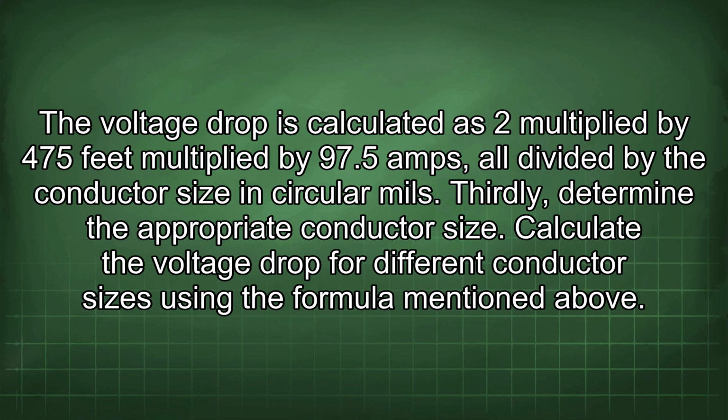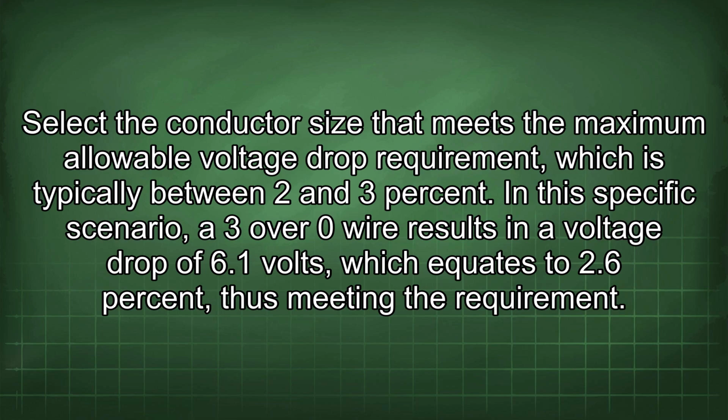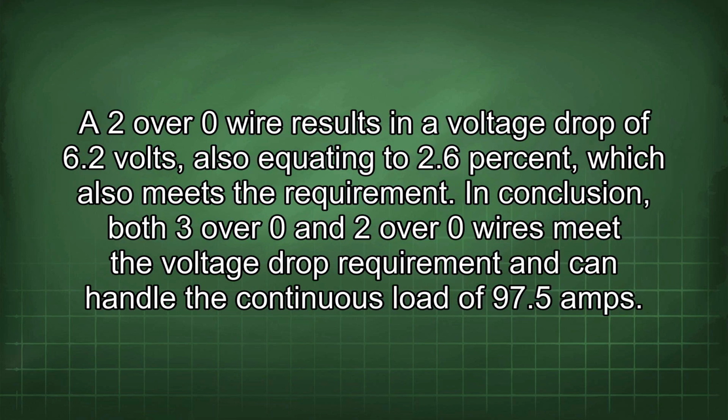Calculate the voltage drop for different conductor sizes using the formula mentioned above. Select the conductor size that meets the maximum allowable voltage drop requirement, which is typically between 2 and 3%. In this specific scenario, a 3/0 wire results in a voltage drop of 6.1 volts, which equates to 2.6%, thus meeting the requirement. A 2/0 wire results in a voltage drop of 6.2 volts, also equating to 2.6%, which also meets the requirement.